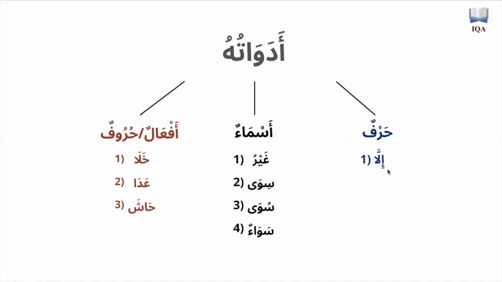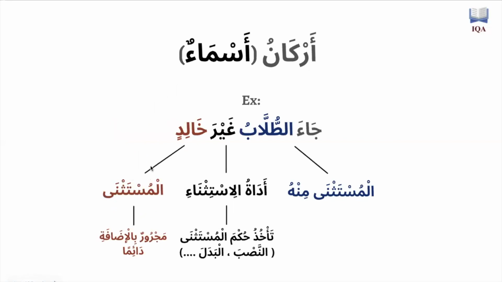So in the previous lesson, we talked about illa. Here we're going to talk about the asma and the af'al/huruf, how these ones also function. So let's start off with the nouns. How do these function when they come as adat istithna, when they come to create an exception? So when you have an istithna, when you have an exception, you're always going to have these three things. You're going to have the adat istithna, the actual thing that is creating the exception, which is going to be translated as "except" in English. So ghayr here will be translated as "except."